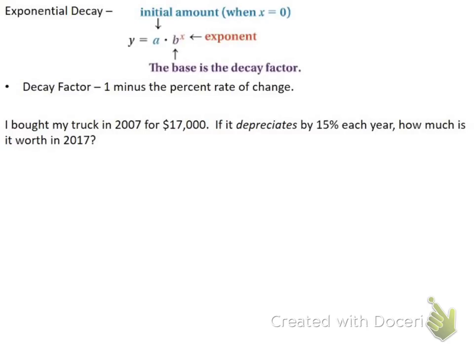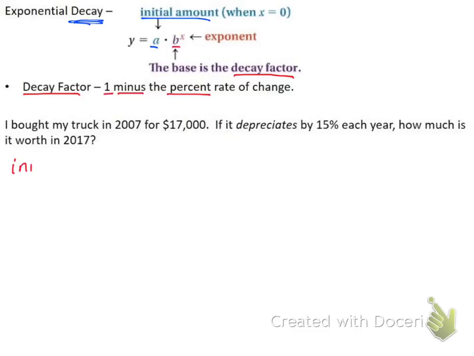The next type of problem will be exponential decay. This is sometimes a little more tricky. My A is still my initial amount. My B is now my decay factor, which is something we have to do in our calculator, 1 minus the percent. Sometimes we subtract it in the wrong order and end up with a negative number somehow. It'll never be a negative number. It'll always be a number that's less than 1. And then my exponent is still the time that goes by.